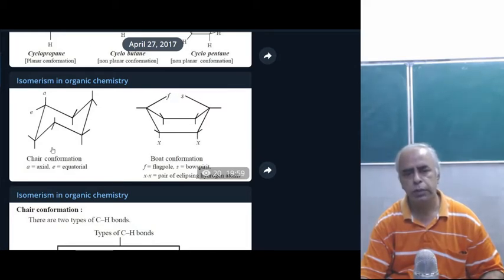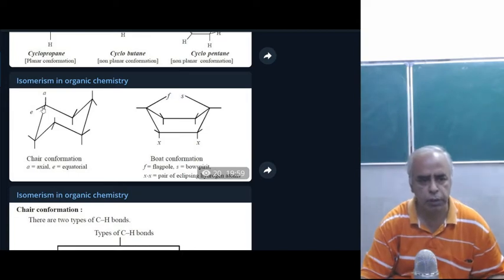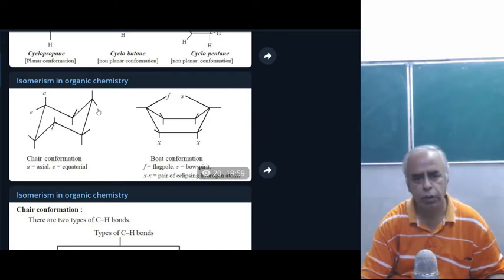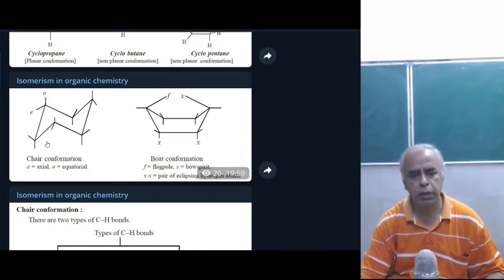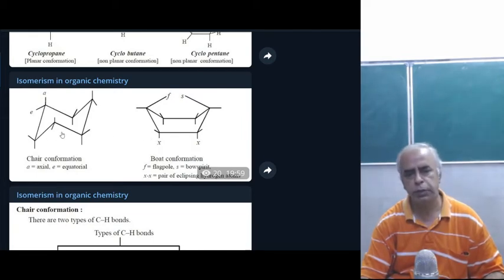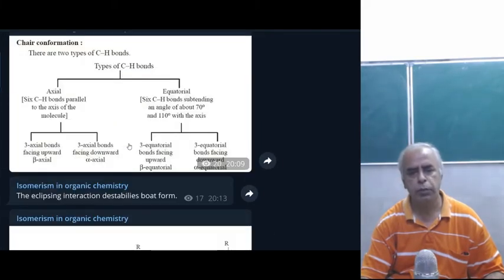So likewise you have two different types, and in the case of the chair form itself it is clearly visible. Are you able to see this? This is equatorial downward, this is equatorial downward, and this is equatorial downward. So you have three alpha equatorial. And what about the three beta equatorial? This one is bent upward, this one is bent upward, and this one is bent upward. They are alternatively present in the ring structure. Do you understand? Right, this is a very important thing.